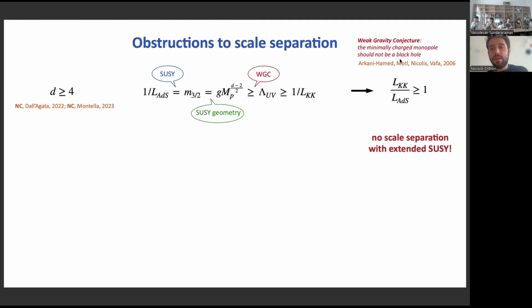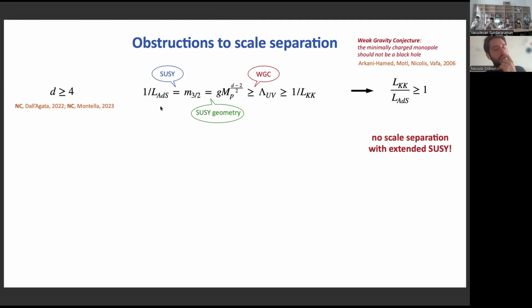Basically, this implies that there is an upper bound on the ultraviolet cutoff of my effective field theory, which is given by the gauge coupling in Planck units. Now, in dimensions greater or equal to 4, whenever I'm doing supergravity, I know that the anti-de Sitter scale is set by an important parameter in the theory, which is the gravitino mass. This statement is true in any dimension and any number of preserved supersymmetries.